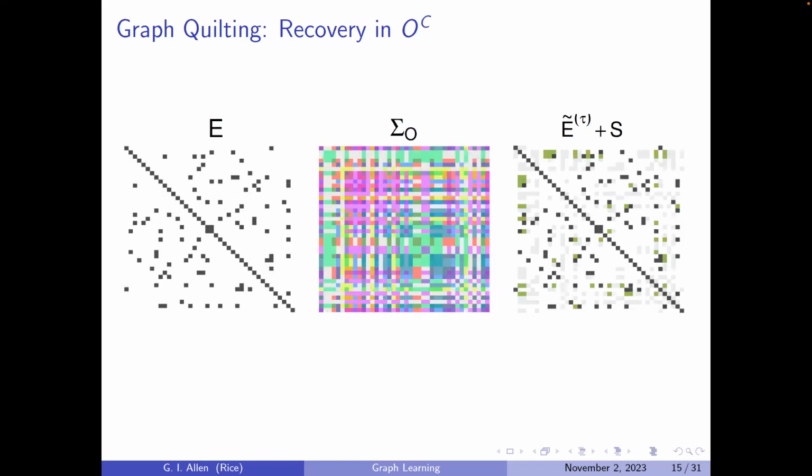Yeah. Okay. And also, even though we call this graph quilting, you can totally do this in, I don't know what this is, like plaid models or something like this, like generic observation patterns. And so this could be potentially useful for many other types of data as well.